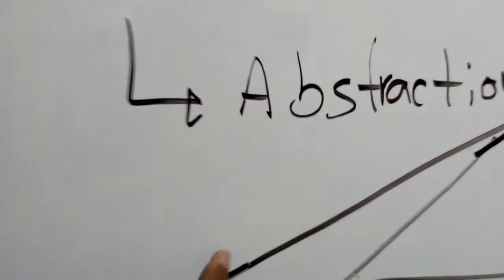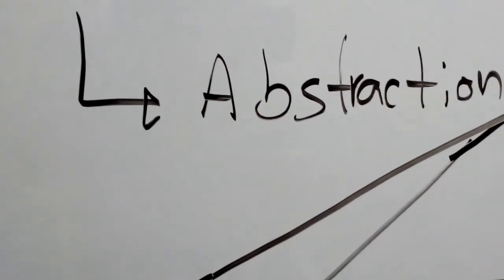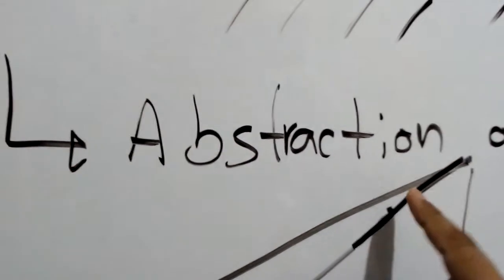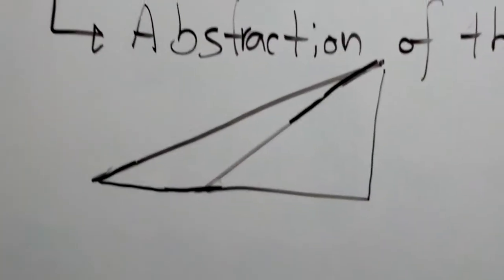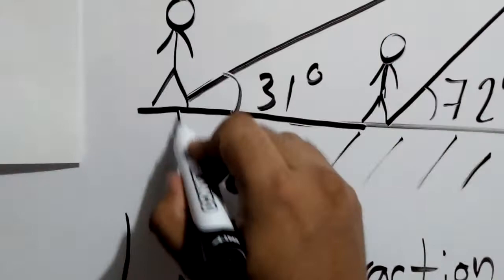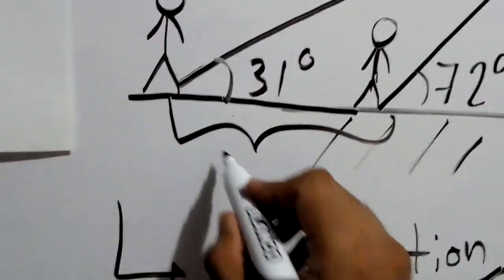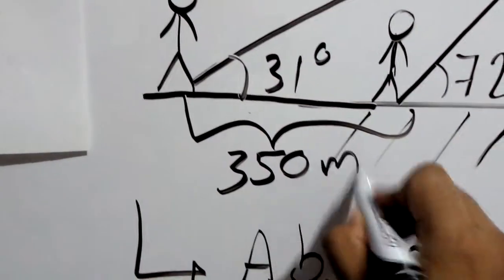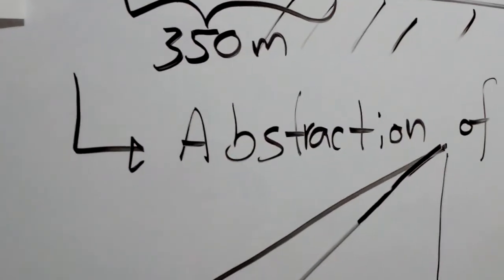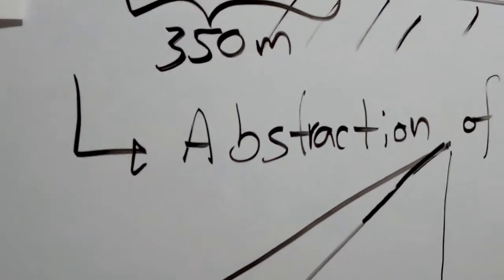Maybe my drawing is not better. I'm missing some details, but you pretty much get it, don't you? So the problem says you're getting a weight at 350 meters. Obviously it's not to scale, but this distance from here to here is 350 meters.